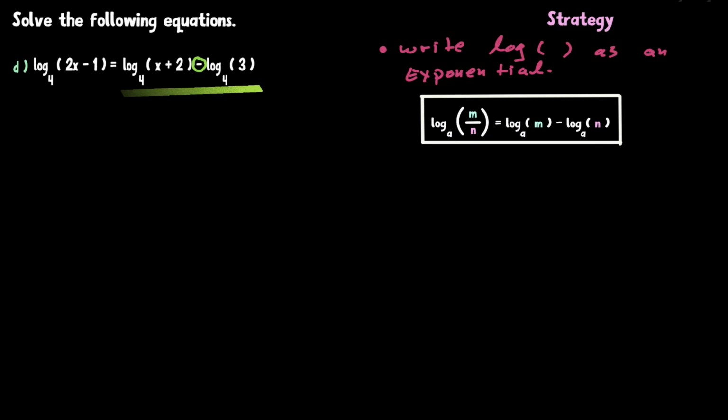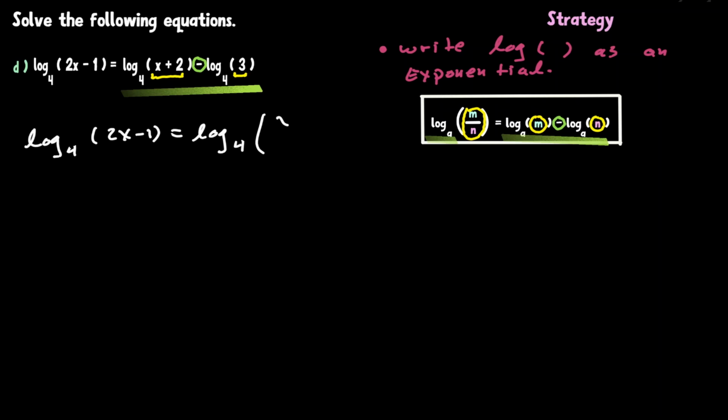The quotient rule says when we have 2 logs and they are being subtracted, that is equivalent to just writing it as a single log, but we will divide the insides of the logs that we're subtracting, which in this case is x plus 2 and the value of 3. So let's apply the quotient rule. The left-hand side, let's just bring that down. And the right-hand side, we're going to get x plus 2 on the numerator and 3 on the denominator.